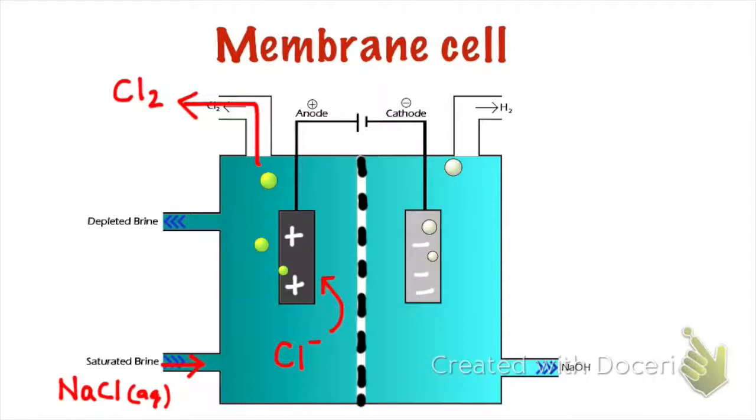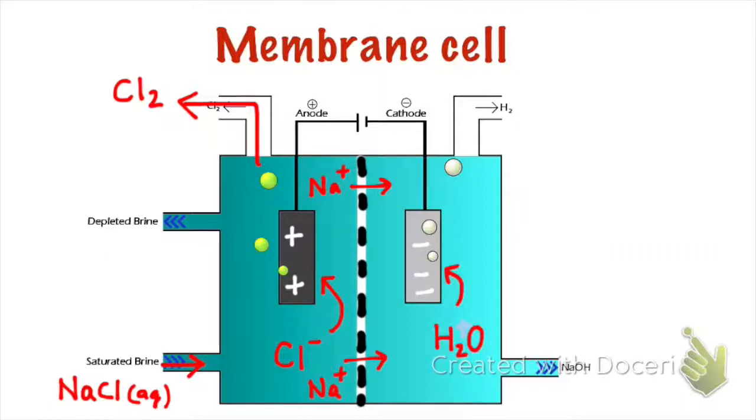Now the line down the middle represents what we call a semi-permeable membrane. It's a polymer substance, and it's designed in such a way as to allow only positive ions to flow through it. And so the Na+ ions that are in the anode compartment can flow through to the cathode, but the Cl- ions can't.